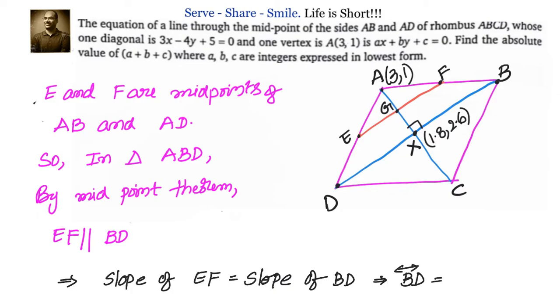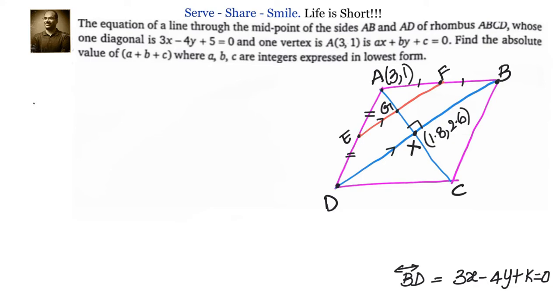The slope of EF is the slope of BD. So the equation of EF, it's not BD actually, it is the equation of EF, which is 3x minus 4y plus k equals 0. Now let's find the coordinates of G so that we can substitute in EF and get the equation of EF.